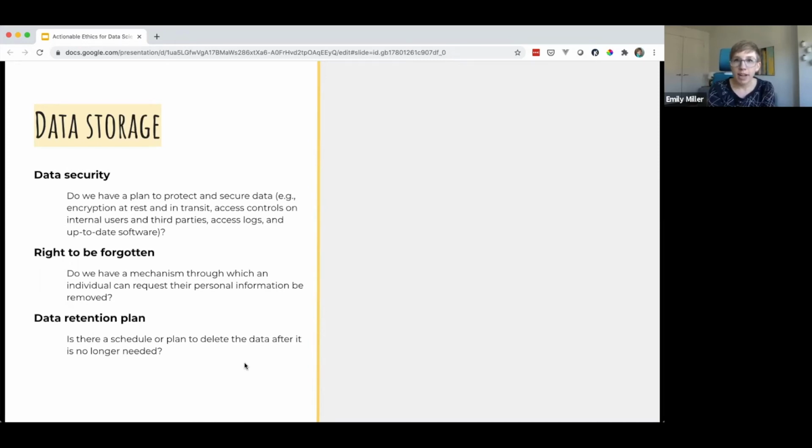And then lastly, we want to think about our data retention plan. So is there a schedule or a plan to delete the data after it's no longer needed? We don't want to just hold on to data forever, data that's not being used. This just exposes us again to avoidable data leaks or potential privacy breaches.